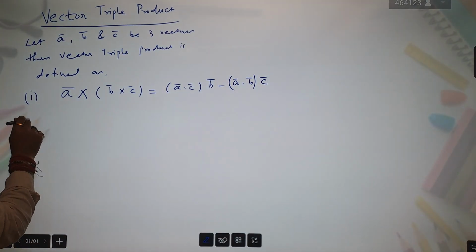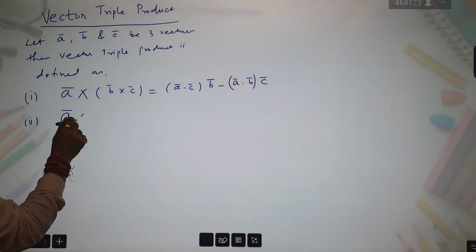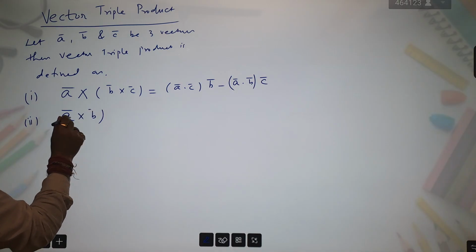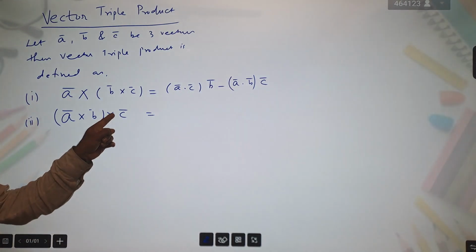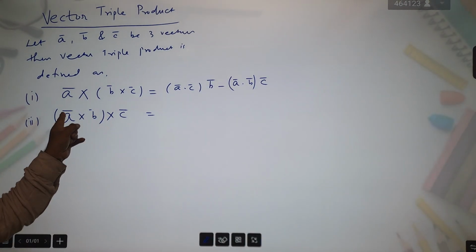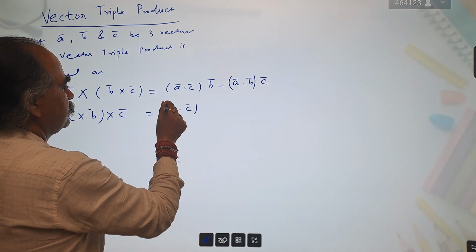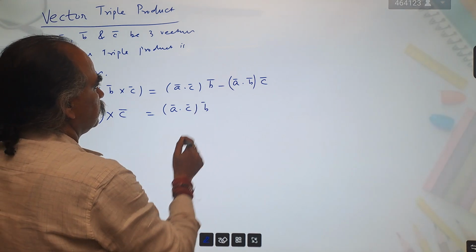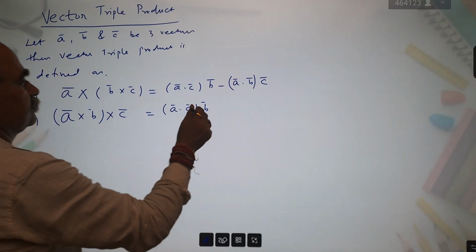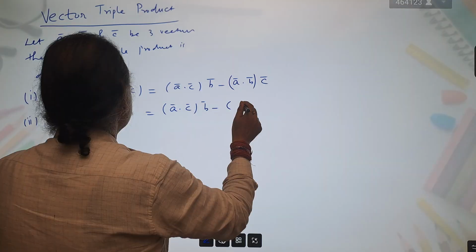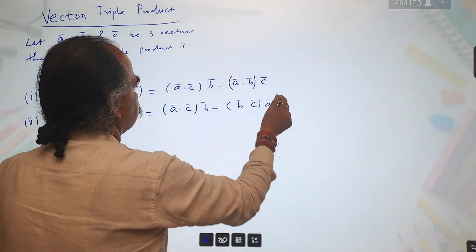And number two is A bar cross B bar cross C bar. Now here the single vector is on the right. So it is A dot C times B bar minus C dot B times A bar. C dot B or B dot C, one and the same thing, times A bar.